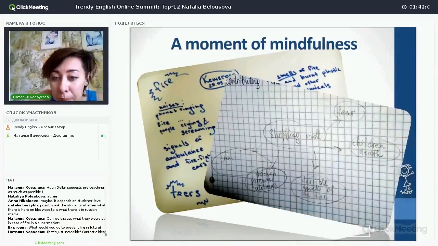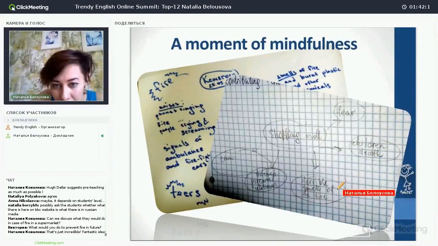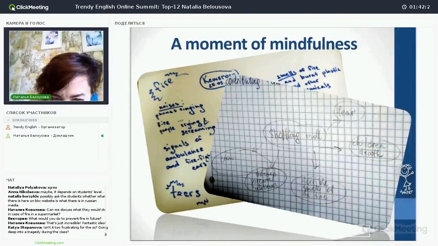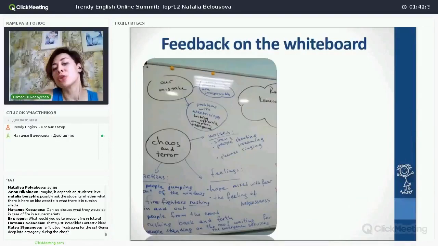So this is another example. You see, if you compare, this student is not that detailed. It's like shopping mall, fear, children death, terrible smell of the fire, and shocked parents, and so on. I'm going to answer Katya's question a bit later, if it's okay, all right? Then we put the students' ideas on the whiteboard.